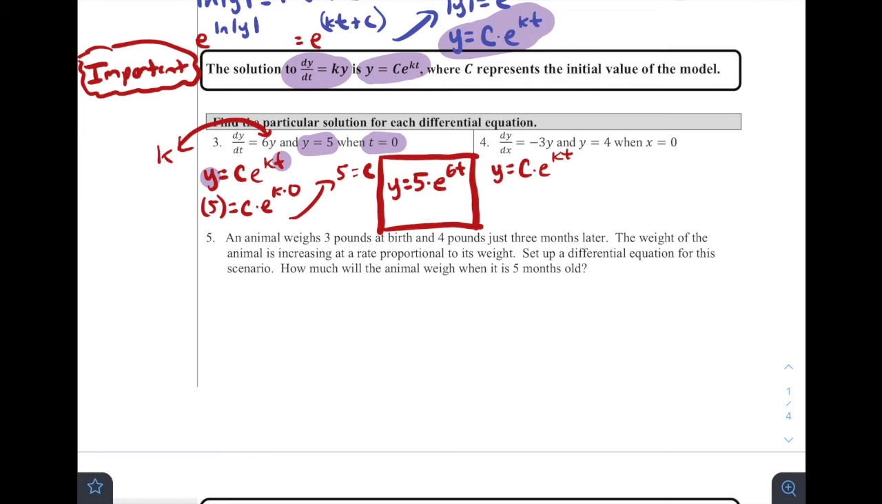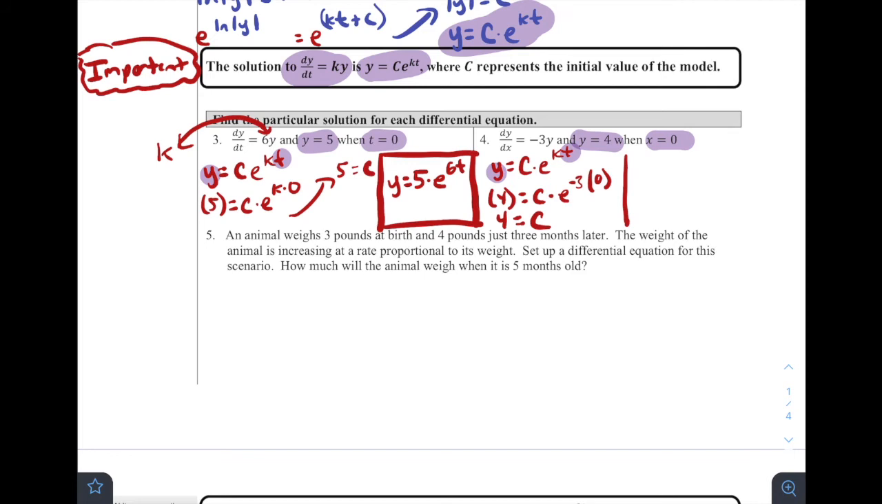So if we substitute these two values in for our x and our y in this case, we're going to get that 4 is equal to whatever c is times e to the negative 3 power times our x, which is 0 here. So 4 is equal to whatever c is times e to the 0, which is, again, 1. So c is going to be 4 for this problem.